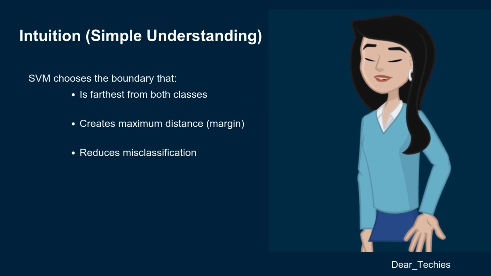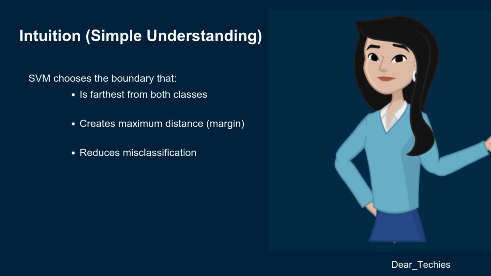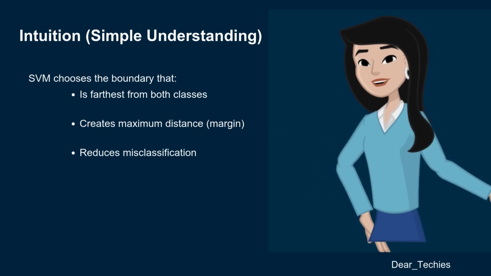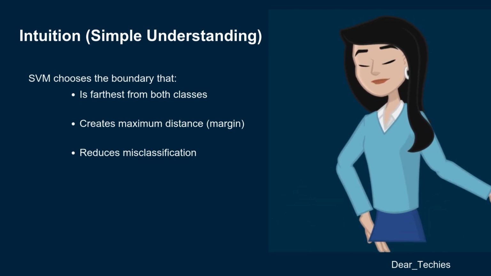The intuition is simple. Instead of just drawing any line between two classes, SVM draws the line that has the largest margin, meaning it keeps the classes far apart. This makes the model stable and reduces errors on new data.